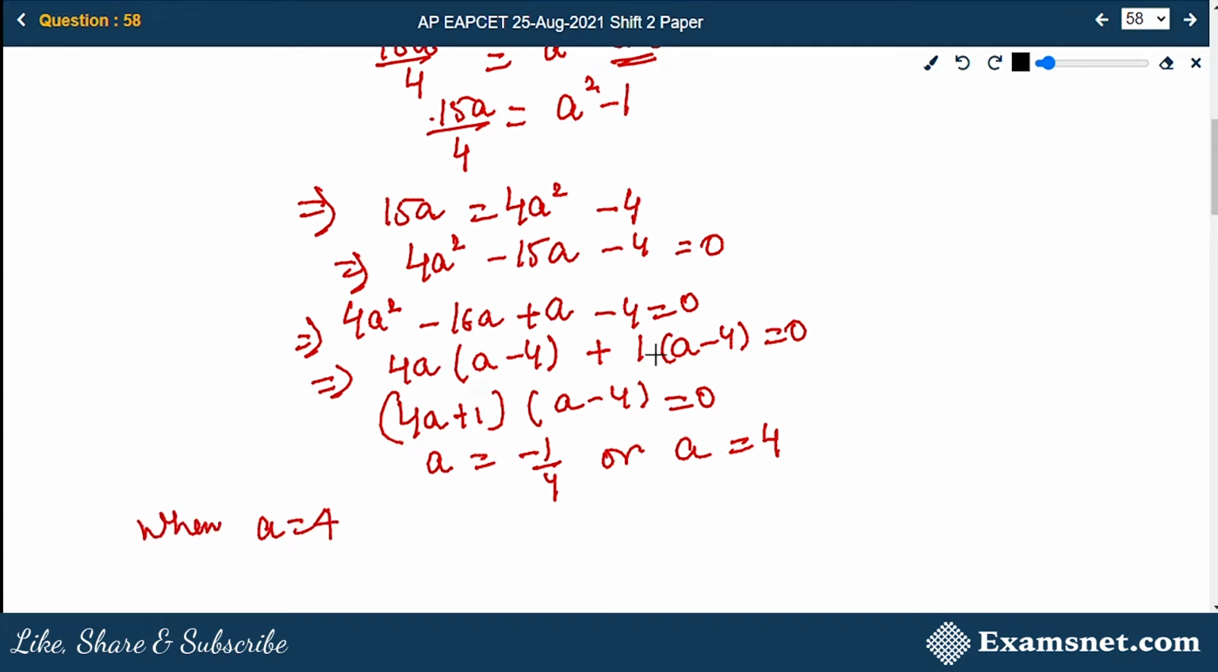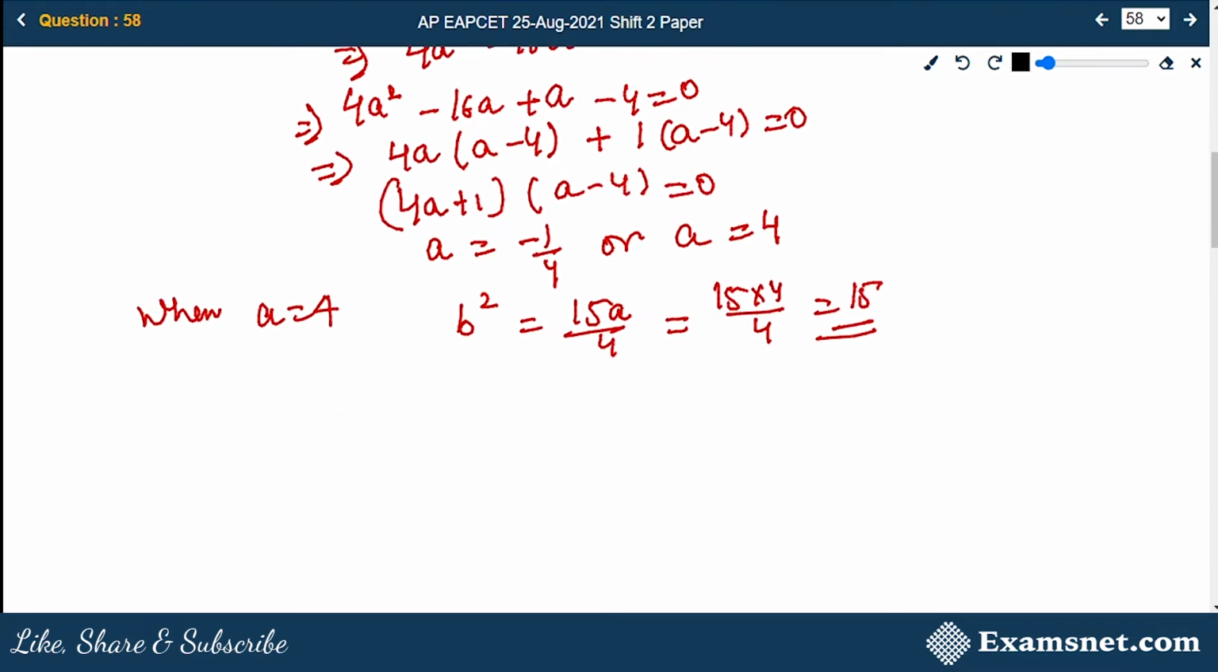Right? So let's take a = 4. When a = 4, then what will be b square? That was equal to 15a upon 4. So this will be 15 into 4 upon 4, that is equal to 15 only. This is equal to b square. Let's find b. b will be obviously plus minus root of 15.